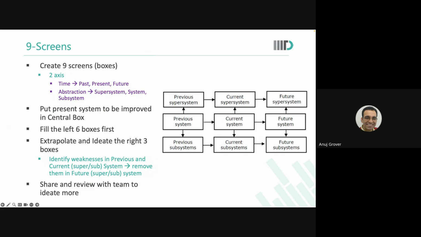I don't want your 9 screens. I want to know: what new problem did you identify? Did you find a place where you could now innovate, which you were not thinking of before you entered into this exercise? So I want that problem statement.